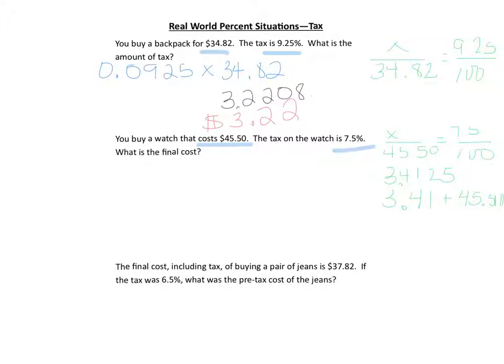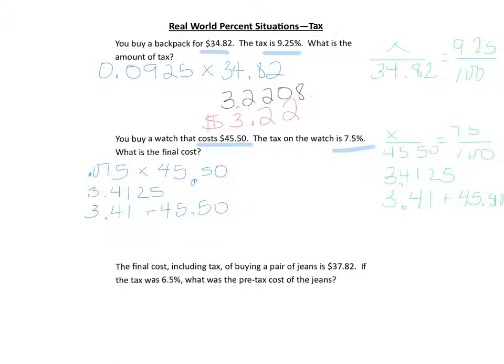Or we can say the tax is 0.075 times the cost of the watch, which is $45.50. And we end up with 3.4125, which doesn't make sense. So for rounding, we say the 2 makes the 1 stay the same. So we have $3.41 for the tax, plus the cost of the watch at $45.50.